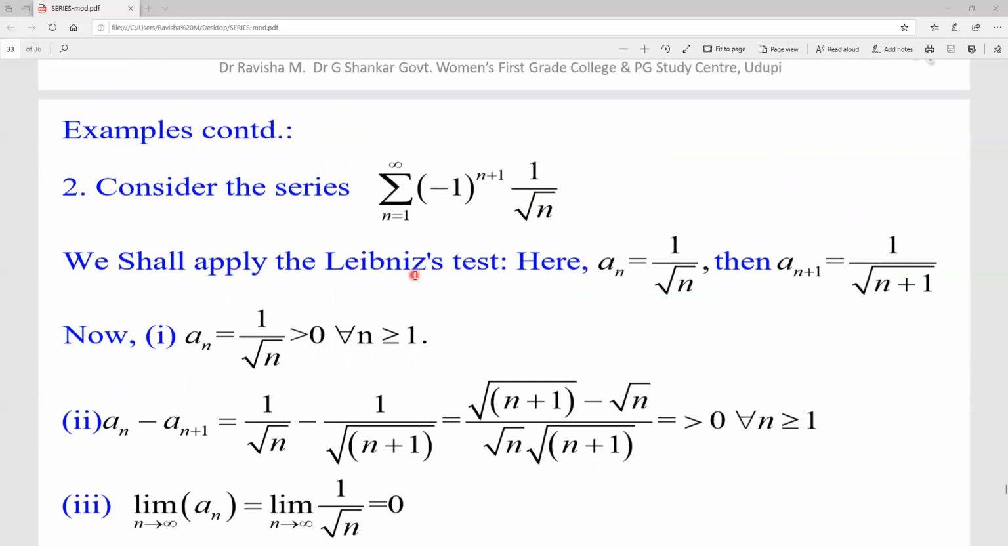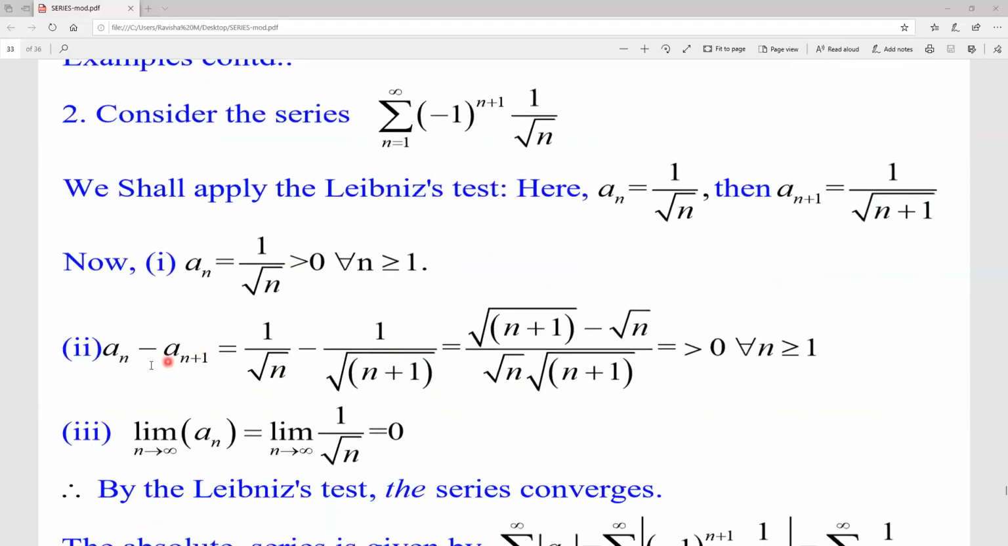We shall apply the Leibniz test. Let us define the n plus 1 term, replacing n by n plus 1 in the nth term. We have this n plus 1 term. Let us verify the conditions of the Leibniz test. The first condition: a_n is 1 by square root of n. It is positive for all n greater than or equal to 1.